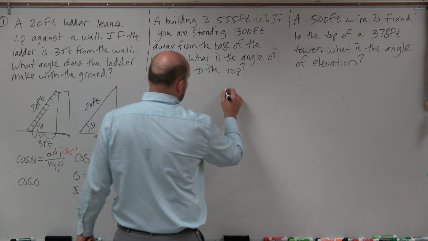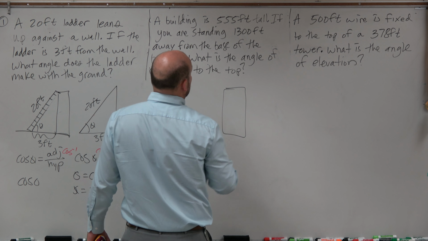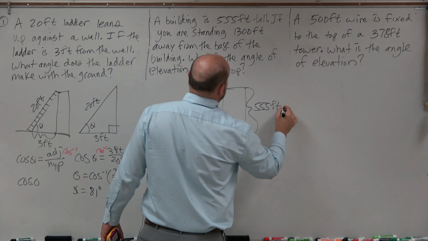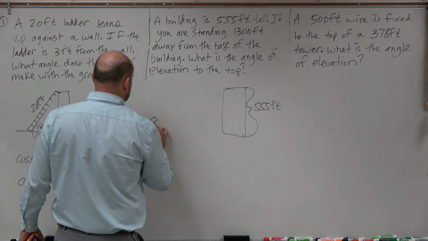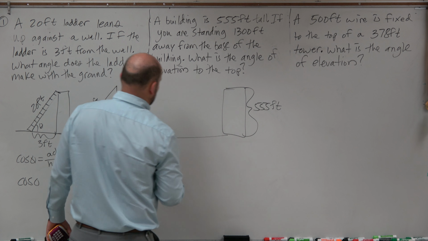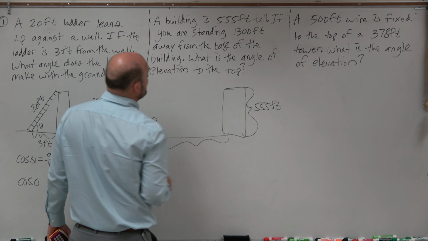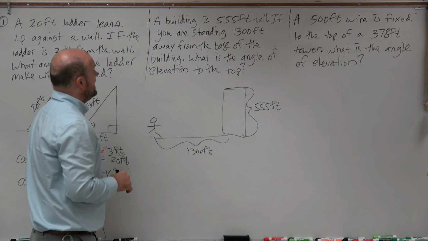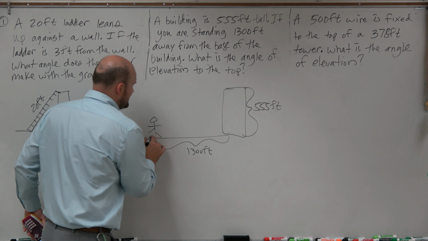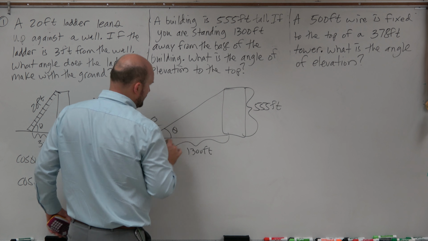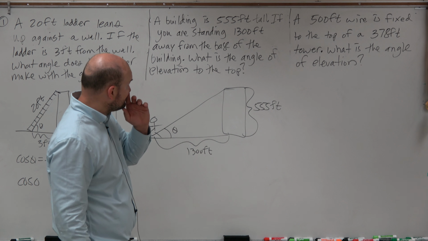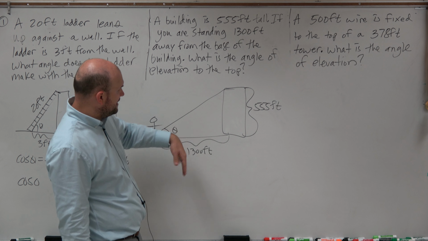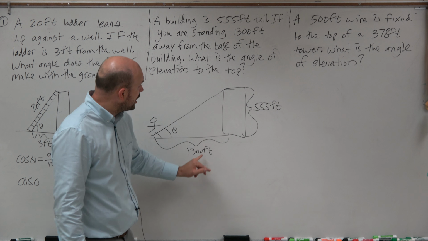OK, so you have a building, right? And that building is 555 feet. And they're saying you are standing 1,300 feet away. And they want to know, what is the angle of elevation to the top? So again, we're looking for the angle of elevation. So in this case, you can see we're looking for our theta. But in this case, we have our opposite and our adjacent side.